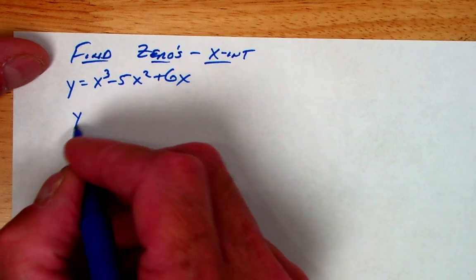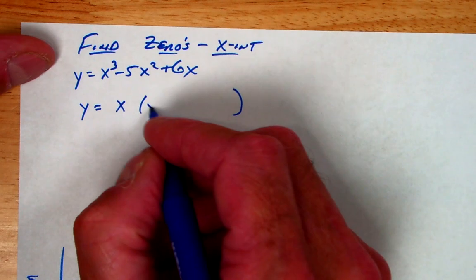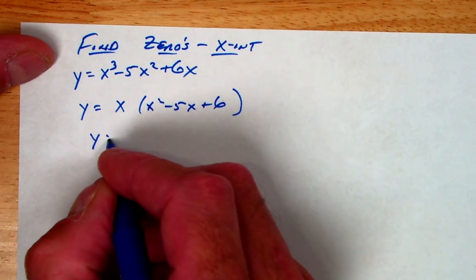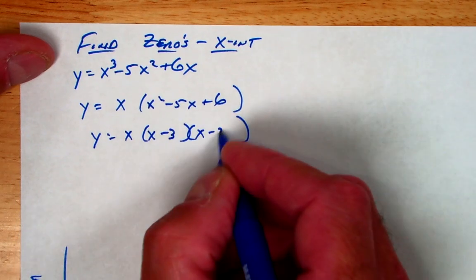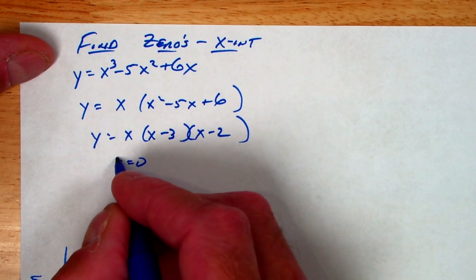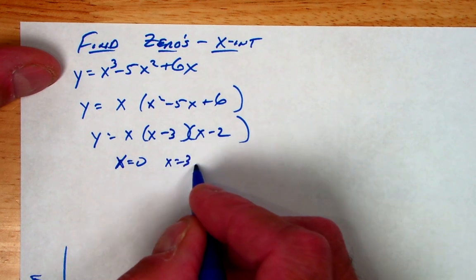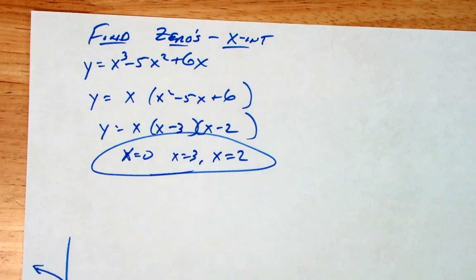So what can I do? Take out an x. Take out whatever you can. x squared minus 5x plus 6. Okay, good. Negative 3, negative 2, 0. x equals 0, 3, and 2. Those are the only values of x that would yield a 0 for my height.